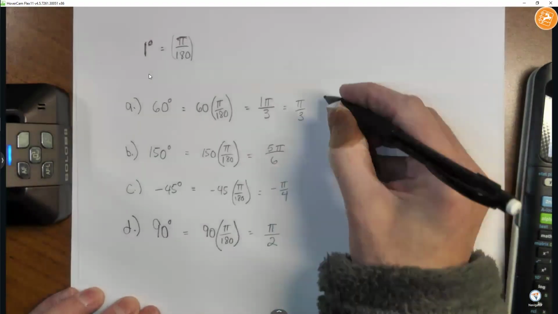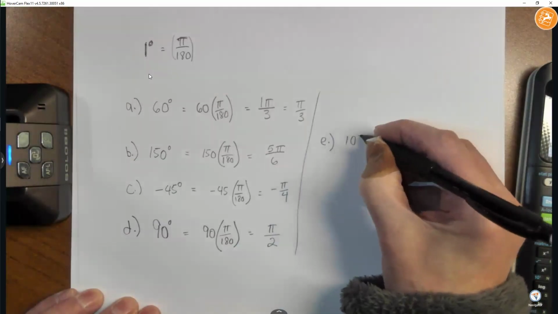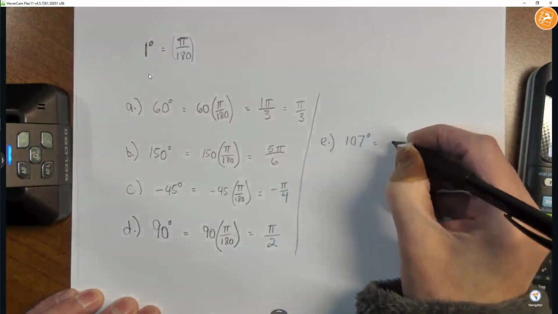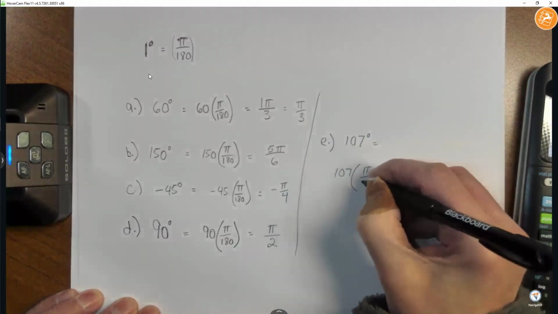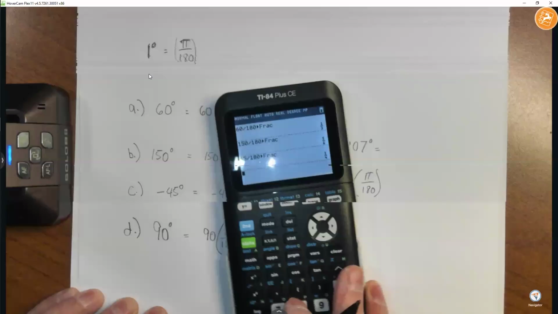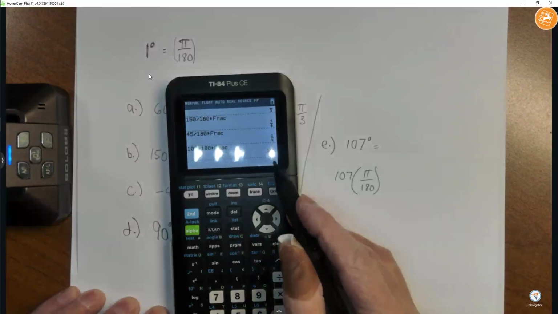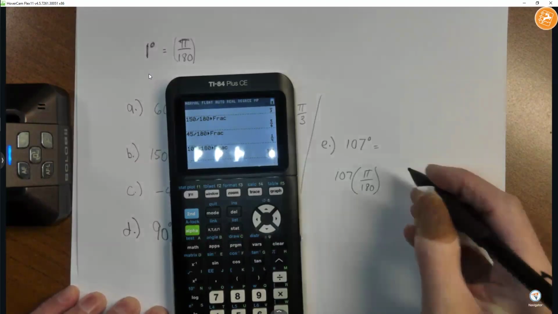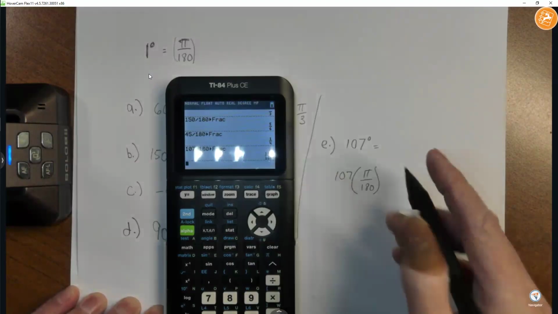Let's do one more that's a little bit different from each of these. If I take 107 degrees, then I'm going to take 107 times pi over 180. If you try to reduce this to lowest terms, it can't go any lower because it's an awkward ratio. So we're just going to go ahead and multiply it by pi.